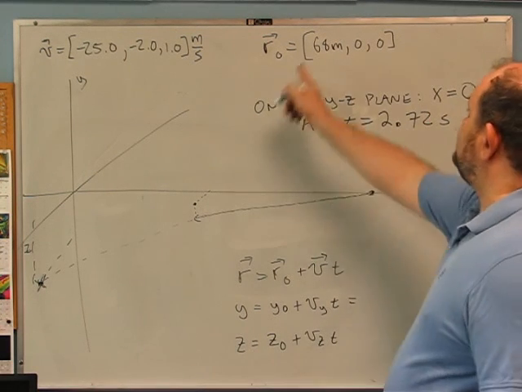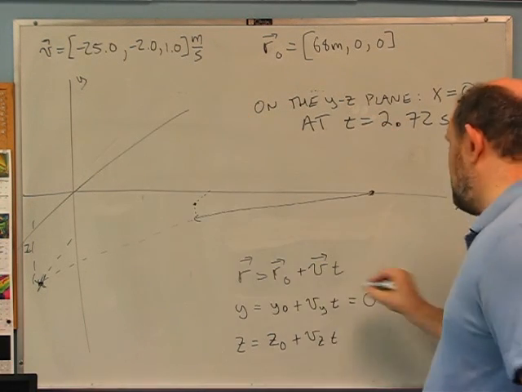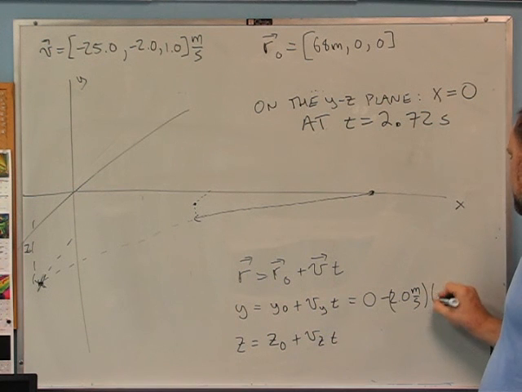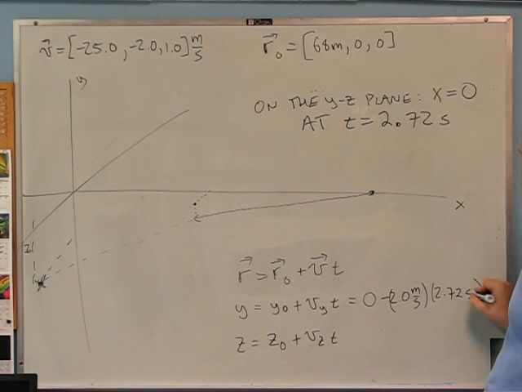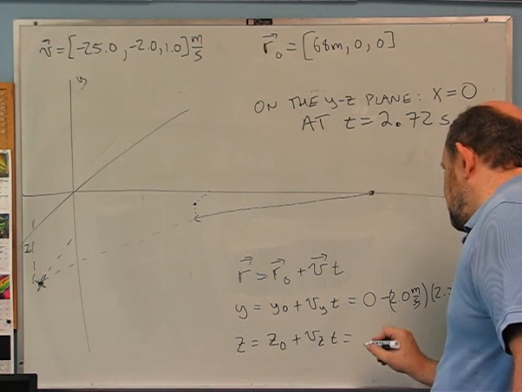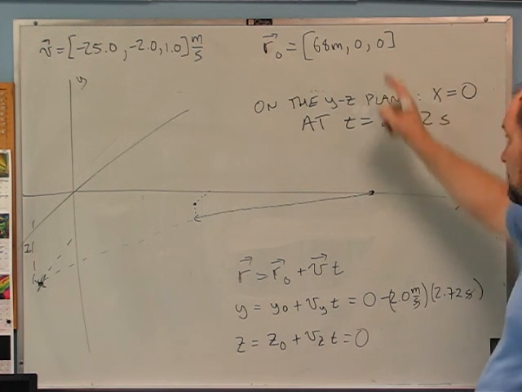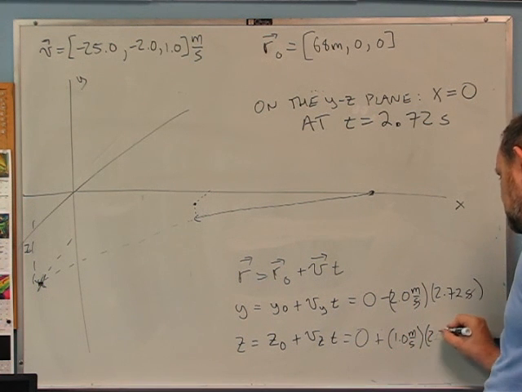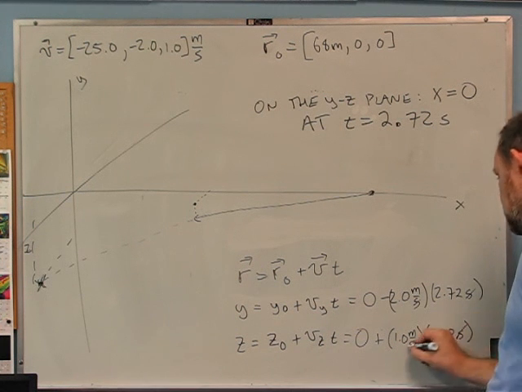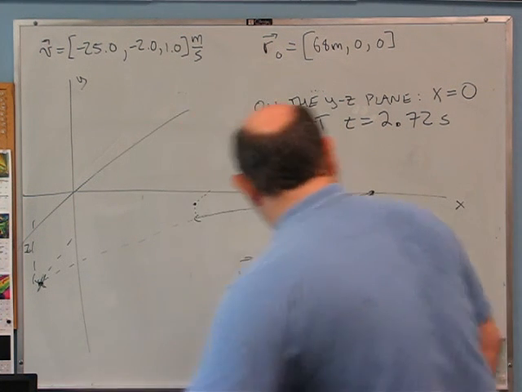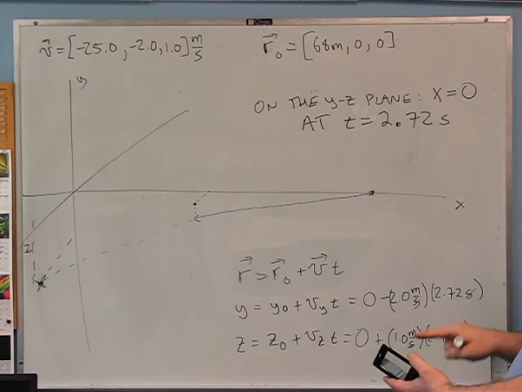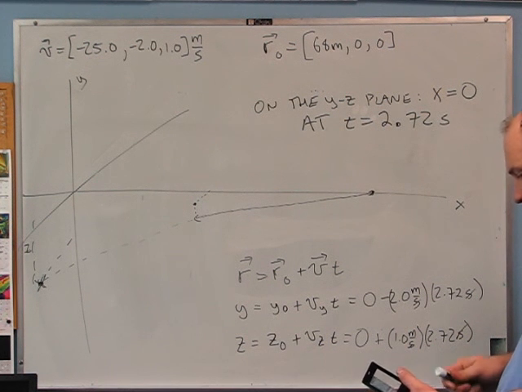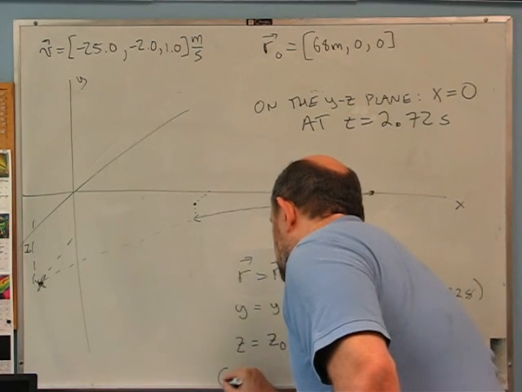So let's do that. y0 is 0. vy is minus 2.0 meters per second. And I multiply that by the time, 2.72 seconds. Sure enough, I'll get meters. And then z0 is also 0, plus 1.0 meters per second. This multiplication I bet you can do in your head, because if you can't multiply by 1 in your head, you have problems. No offense, but it's true. Okay, so when all is said and done, 2 times 2.72 is 5.44.